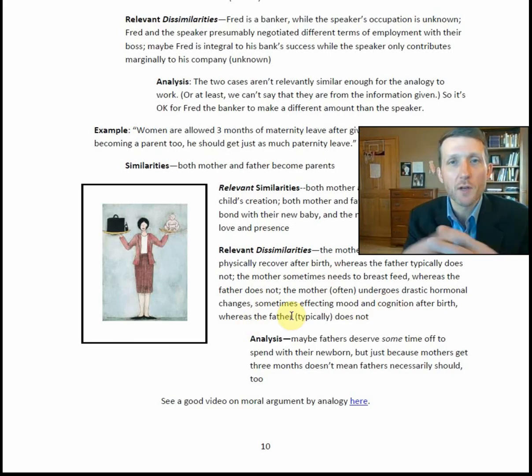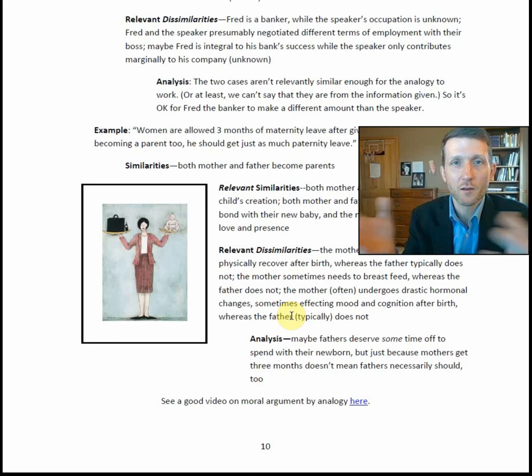So upon closer analysis, we can see that, in fact, it's the case that both parents contribute to creation. The baby would benefit from both the parents being around. But there are relevant dissimilarities between the mother and the father in terms of the burden of pregnancy and giving birth and the impact after birth that would break down this argument by analogy.